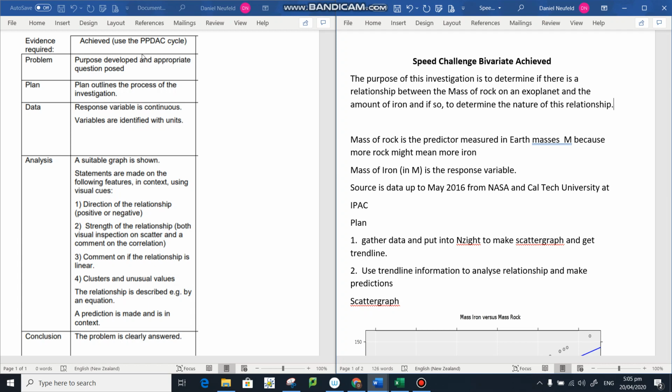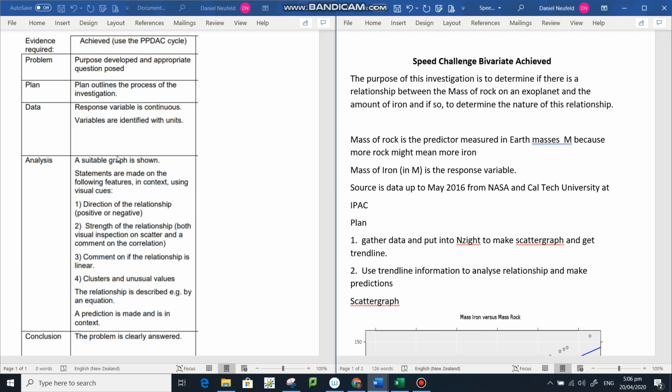And so looking at this is the achieved portion of the schedule. Okay, purpose developed. I've said that on my purpose statement. Appropriate question posed. Yes. Plan outlines the process. Okay, so the plan again, you can get it from the actual practice ones. I don't care because they're all the same plan. All right, the plan.